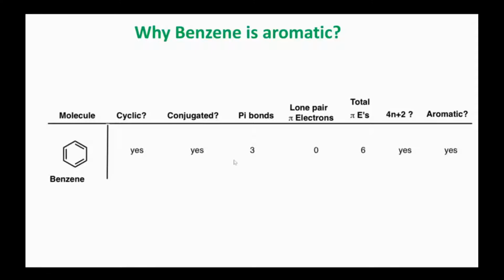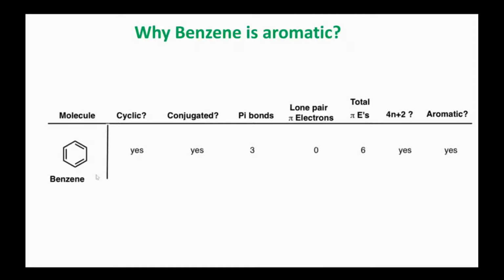So for example, if you are given this molecule, which is benzene, the first question that you should ask yourself is, is this compound cyclic? If the answer is yes, write yes, then move further. If it is not cyclic, that's the end. This cannot be aromatic. Do not go further into it.